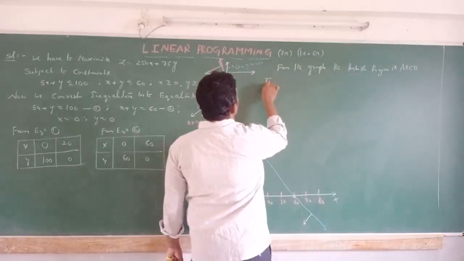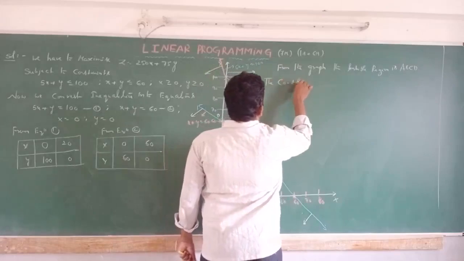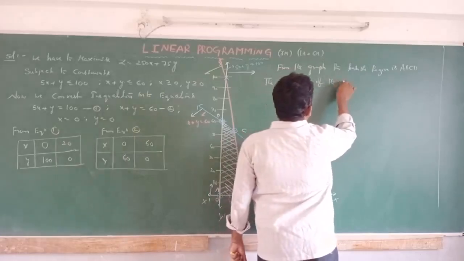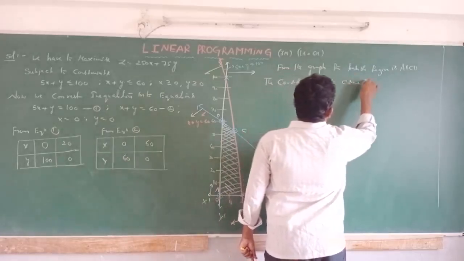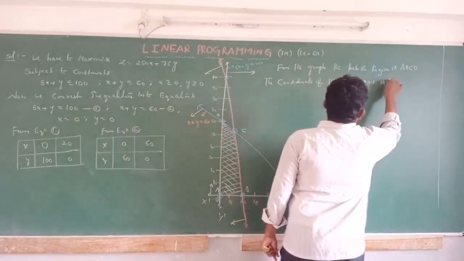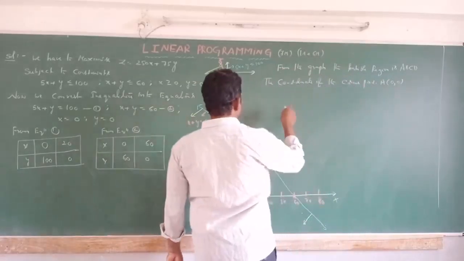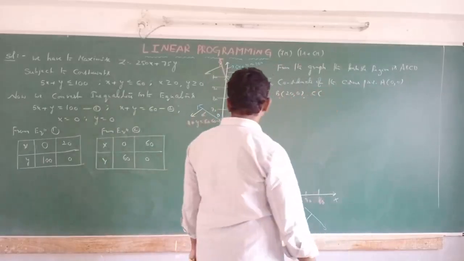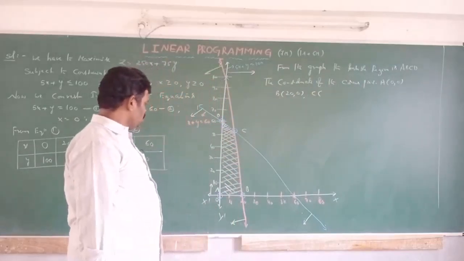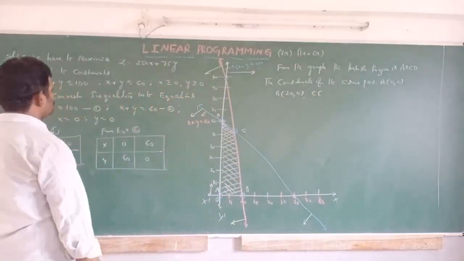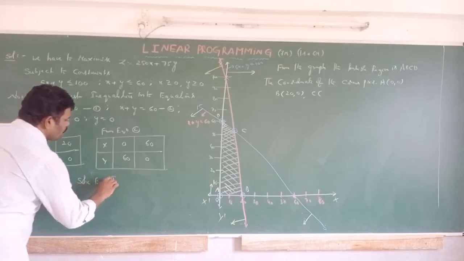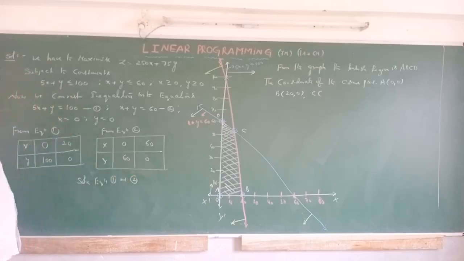Next, the coordinates of the corner points: A is (0, 0), B is (20, 0), and C we don't know yet. How do we find the value of C? We solve the two inequalities, that is, equations 1 and 2. Solve these two equations.